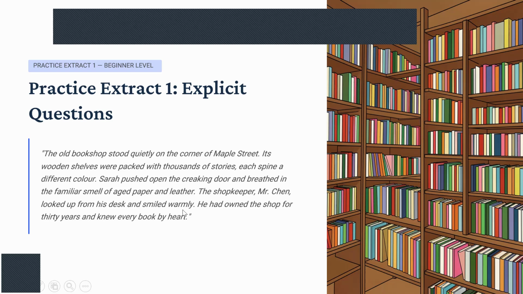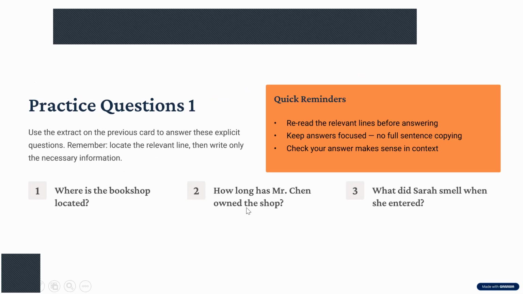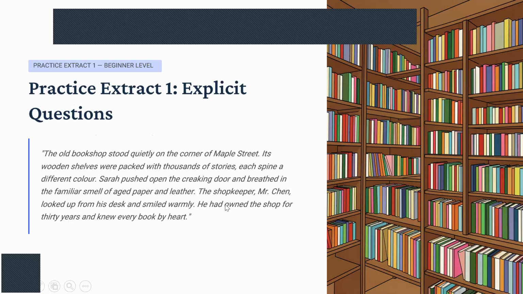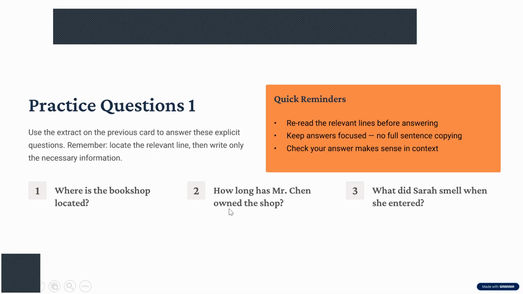No. It does not say anything about how much time he has been the owner. He had owned. Here we go. Here is the key word, owned. In the question it is owned; here it is repeated, owned. He had owned the shop for 30 years. We will write only, Mr. Shan has owned the shop for 30 years.